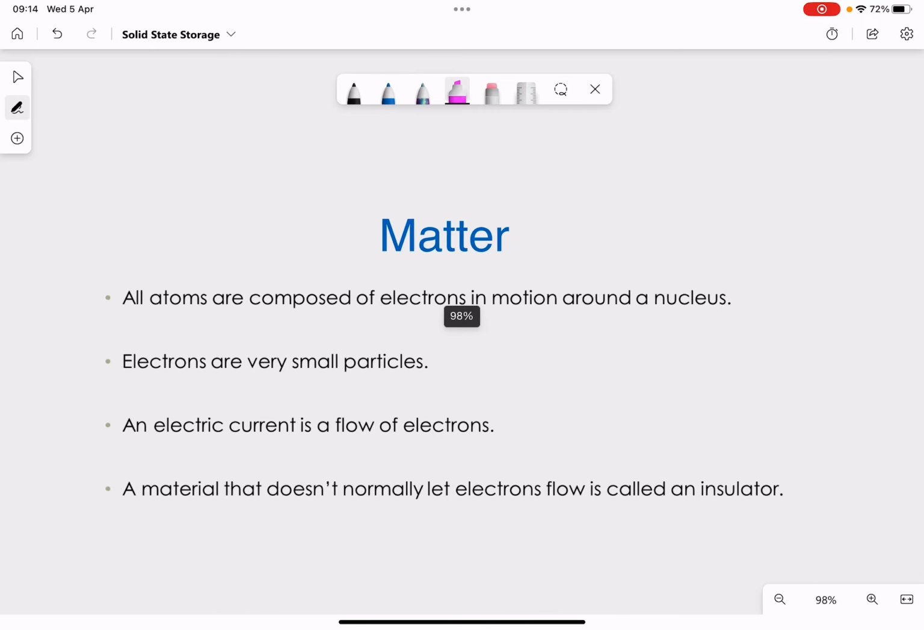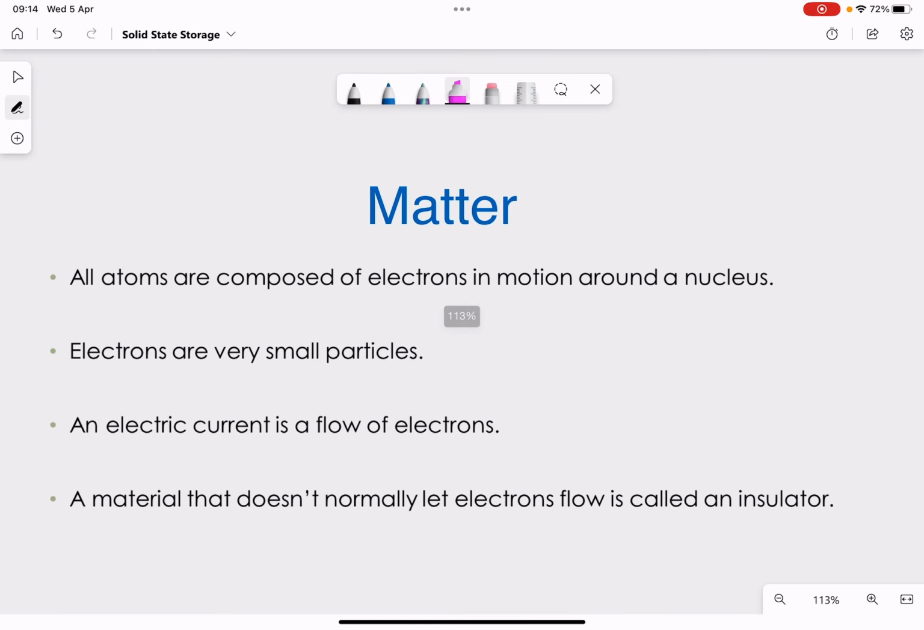So let's start off with looking at matter. Okay, a little bit of physics for you to start off with. Not too much though. So all atoms are comprised of electrons in motion around a nucleus. Electrons are very small particles, and an electric current is a flow of electrons. A material that doesn't normally allow electrons to flow through them is called an insulator.